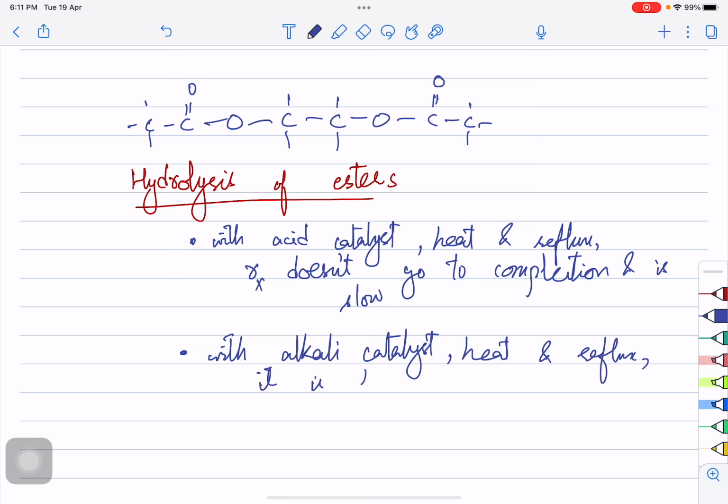It is faster and goes to completion. Equilibrium is not established, it's not a dynamic equilibrium, it goes to completion. So with acid it is reversible, doesn't go to completion, but with alkali it does go to completion. So what we do is, we use alkalis.